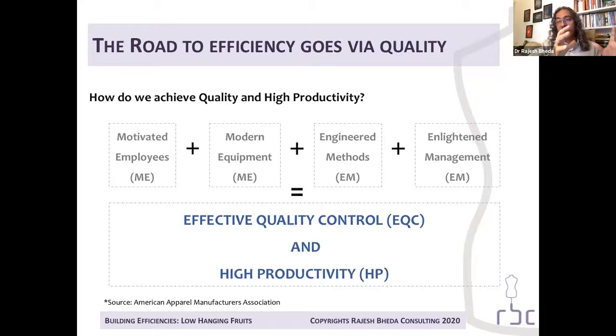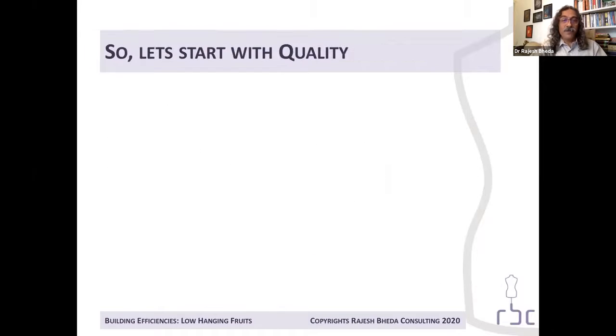So in a very simple equation, it encompasses everything that is required for a garment factory to function in an efficient manner. You're looking at motivated employees, equipment which is modern, not only hardware but also software, which Sunil will talk about in time, and Sanjay will talk about. Then methods need to be engineered, most optimized, and the management has to be enlightened. If these four things are together, then yes, the factory is definitely on the path of highest quality assurance and high productivity. So we'll move further from there.